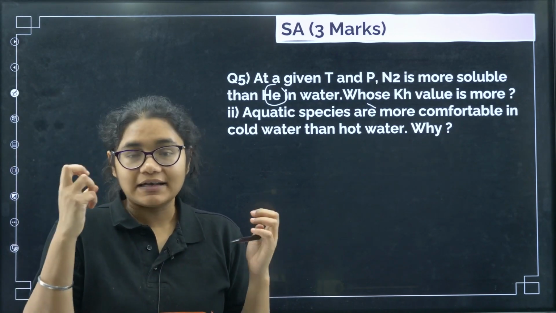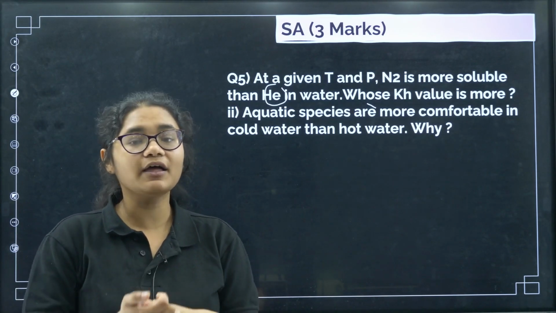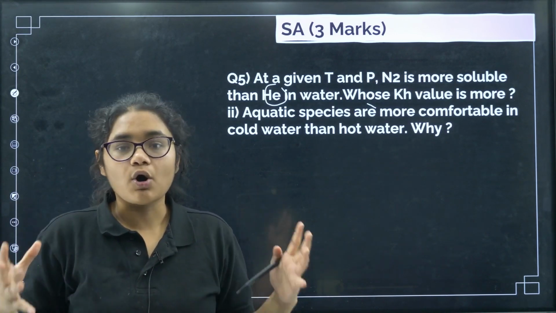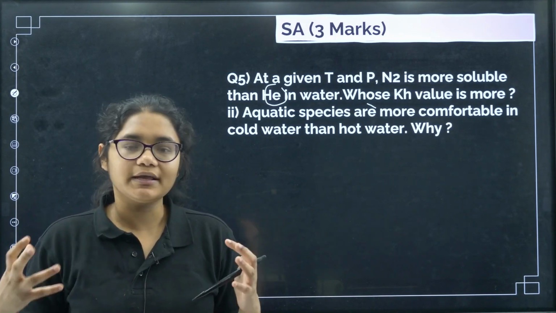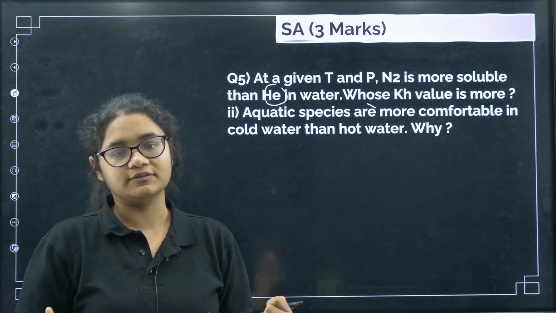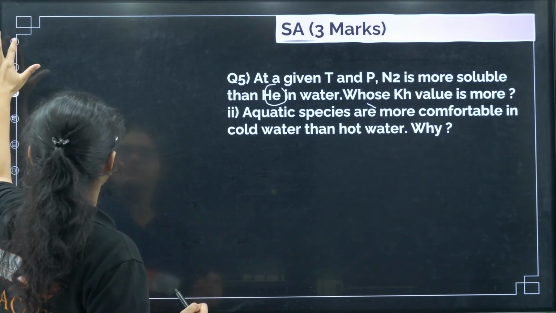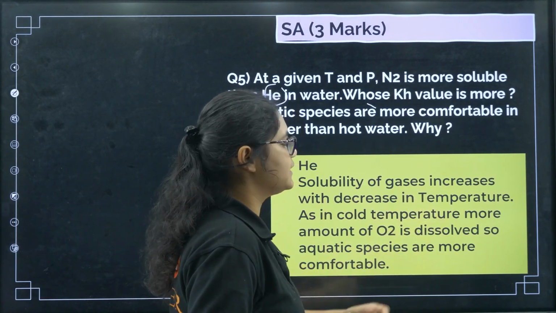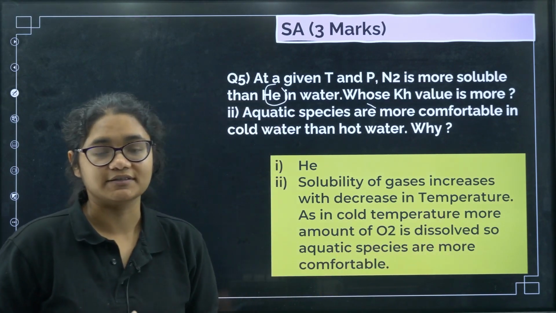The solubility of a gas in a liquid is inversely proportional to temperature, meaning if the temperature increases, solubility of the gas in a liquid will decrease. In hot water, less oxygen will dissolve. In cold water, more oxygen will be dissolved. Aquatic animals require dissolved oxygen, so in cold water there is more oxygen, and that is why aquatic animals are more comfortable in cold water. I hope this is clear. Solubility of gases increases with the decrease in temperature. As in cold temperature more oxygen is dissolved, the aquatic species are more comfortable.